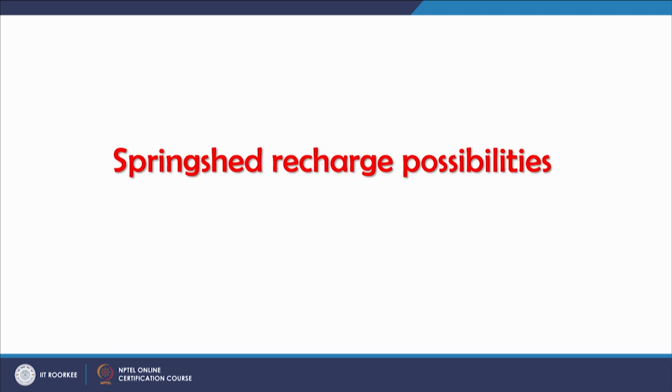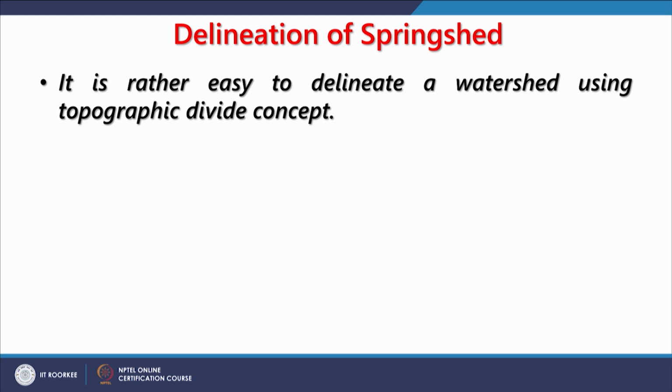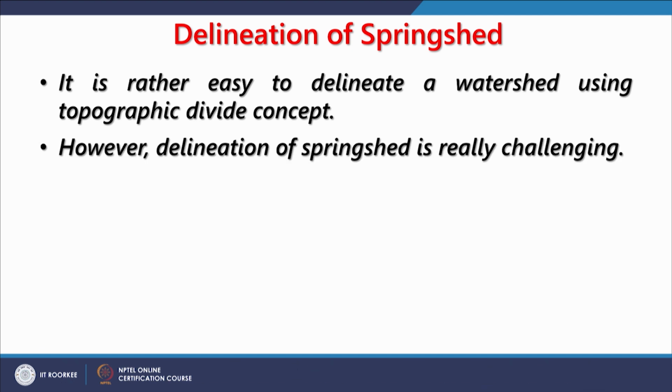So, springshed recharge possibilities. If we want our springs to remain perennial, to provide constant discharge throughout the year, then we should first identify the springshed, delineate the springshed, and then take the necessary steps, like in watershed management, so that we have clear identification of a springshed, and as a consequence we will have constant discharge springs.